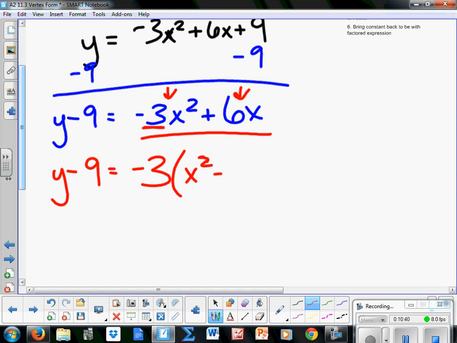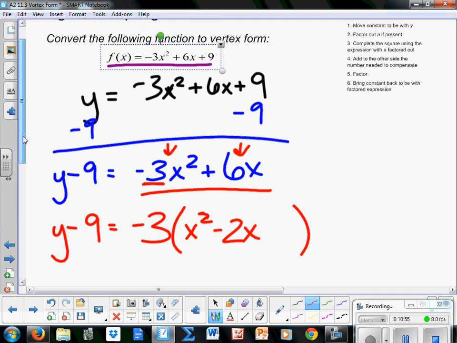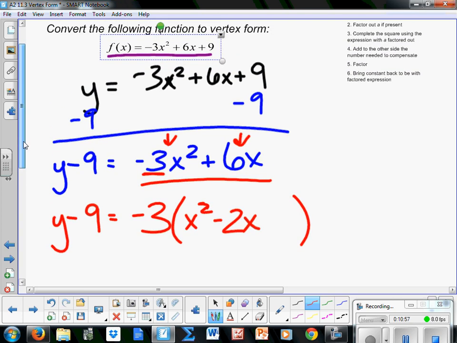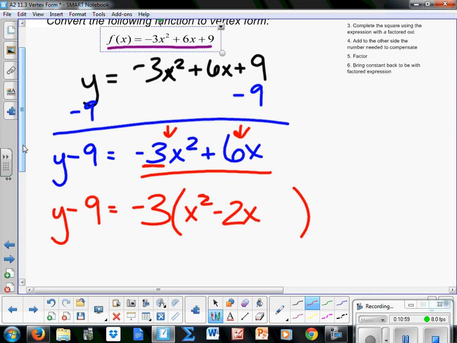That's going to be a -2x, right? Because I have my -2x times -3 gives me plus 6x. Okay, so now I've factored out my -3 from that side. Now I need to complete the square with the expression where a is factored out.